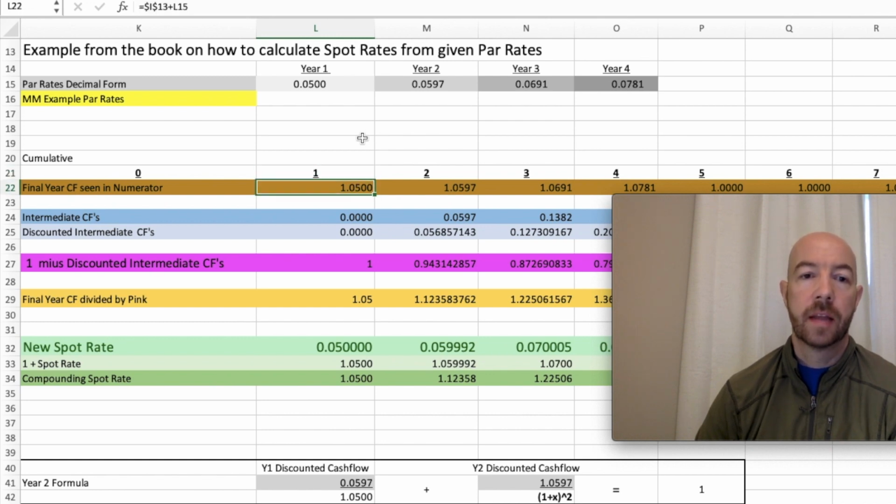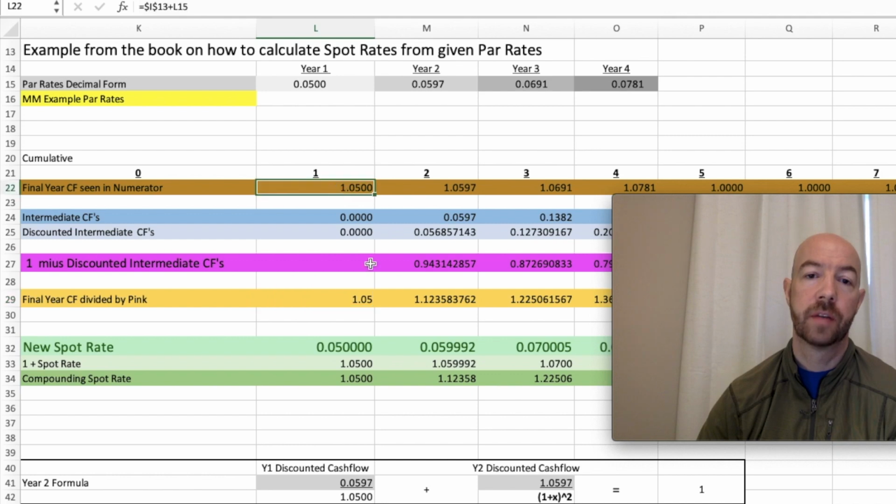So at the final year, I'm going to get $1.05. Intermediate cash flows, meaning any cash flows that came in before the final year. There's no intermediate cash flows. There's just the final payment on a 1-year bond. So nothing to see here. You're going to take 1 minus the discounted intermediate cash flows. Well, since there is nothing in the blue, we still just end up with 1. And then it's the final year divided by the pink, 105.